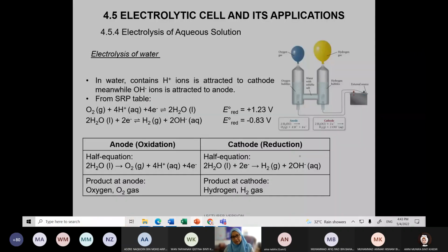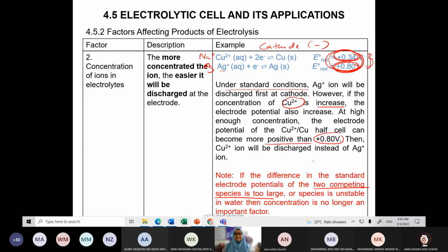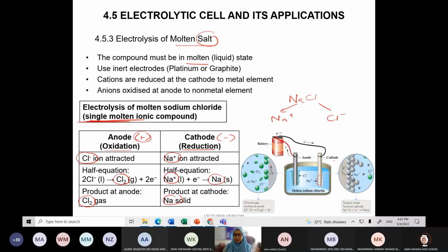Remember, we will go back to this. Note: if the electrode potential of the two competing species is too far apart, even though it is concentrated, we are not considering the concentration. We just focus on the competing species, based on this value.